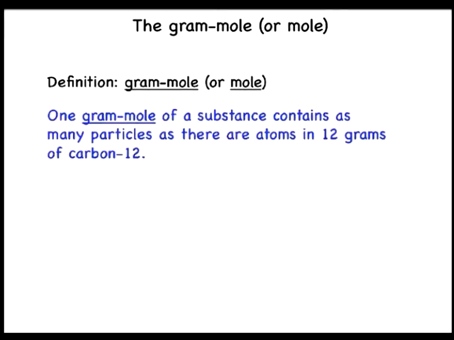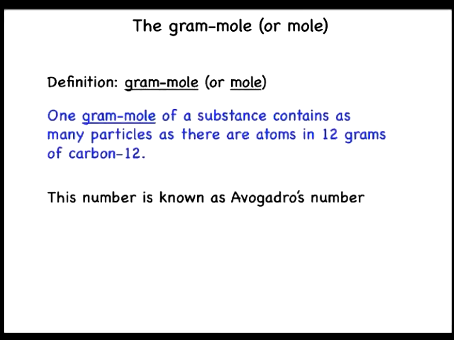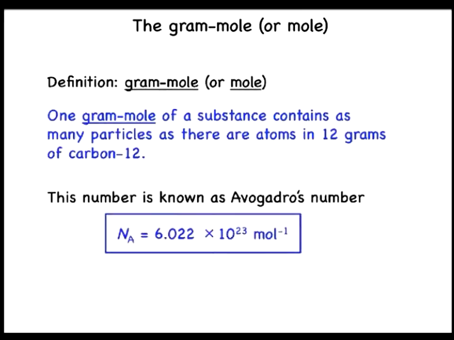Experiment shows that 12 grams of carbon-12 contain 6.022 times 10 to the 23rd atoms. The number of atoms per mole is known as Avogadro's number, N_A, after the Italian scientist Amedeo Avogadro. And that number is 6.022 times 10 to the 23rd atoms per mole.